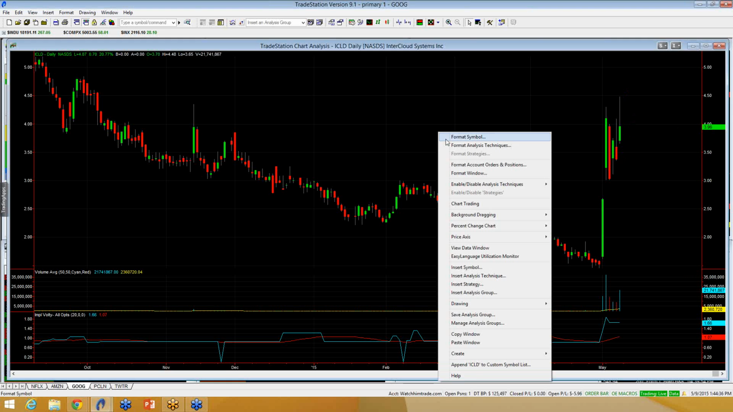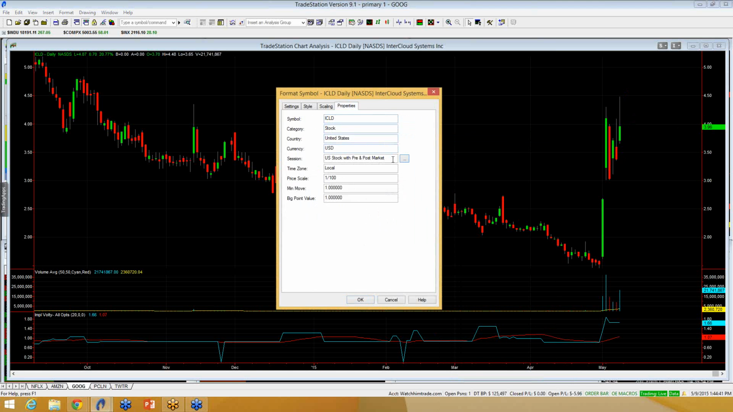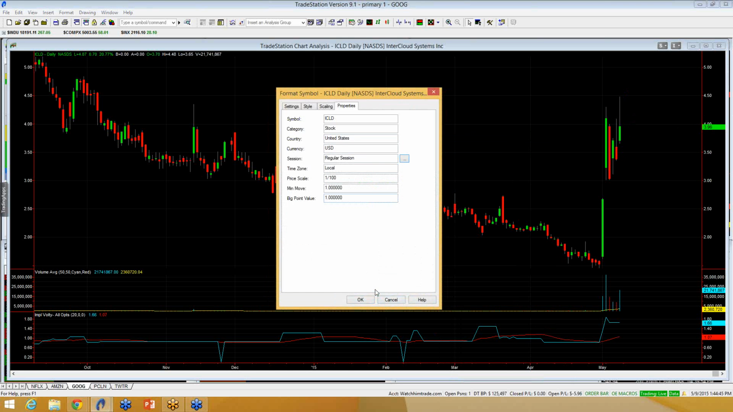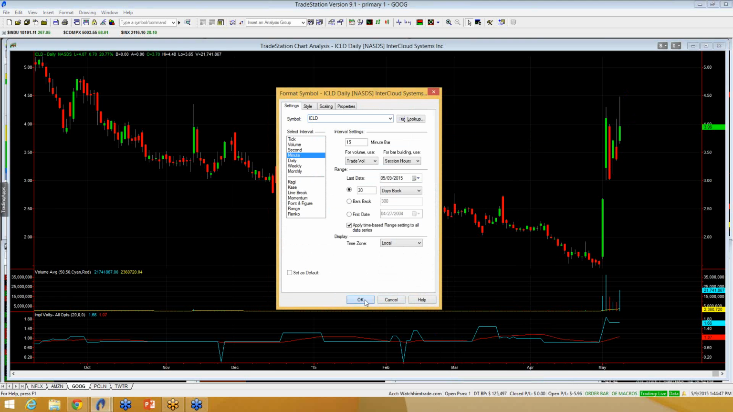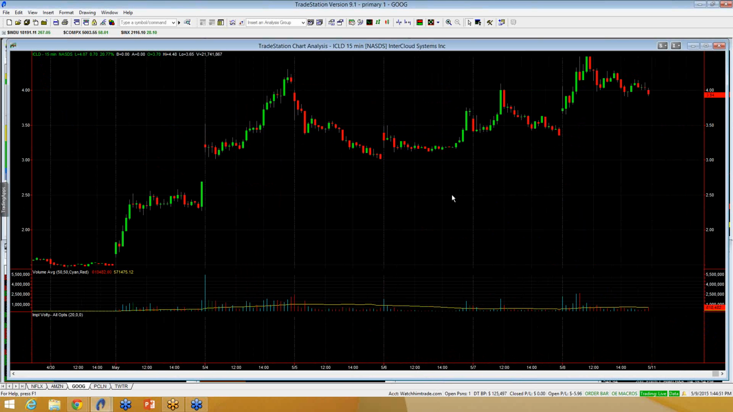Want to break this down to a minute chart so we can get a look at that a little more closely. So here you see the 15-minute chart right now.